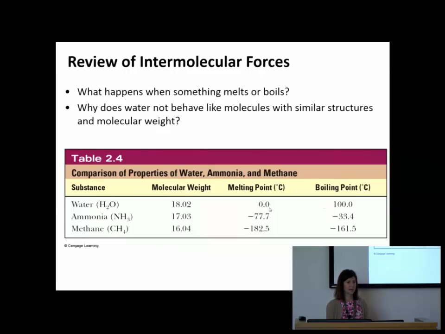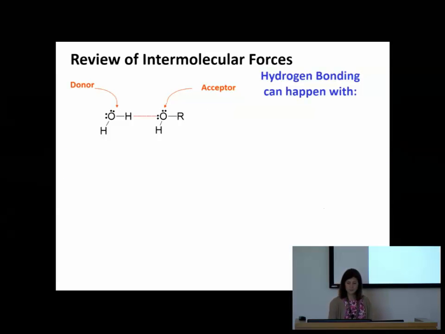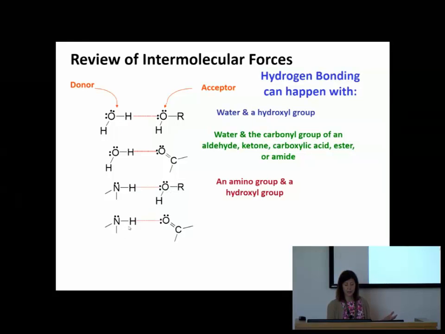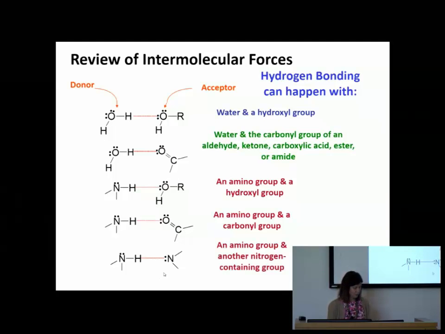All right, so let's see what can happen. Not just between water and water, but water and alcohol, water and carbonyl, and an amine and an alcohol, an amine and a carbonyl, and an amine and another amine. So you can see the different cases that you can have hydrogen bonding. So there's lots. These are important in our proteins and nucleic acids. We're going to see these types of hydrogen bonding later on, so this will be reinforced.